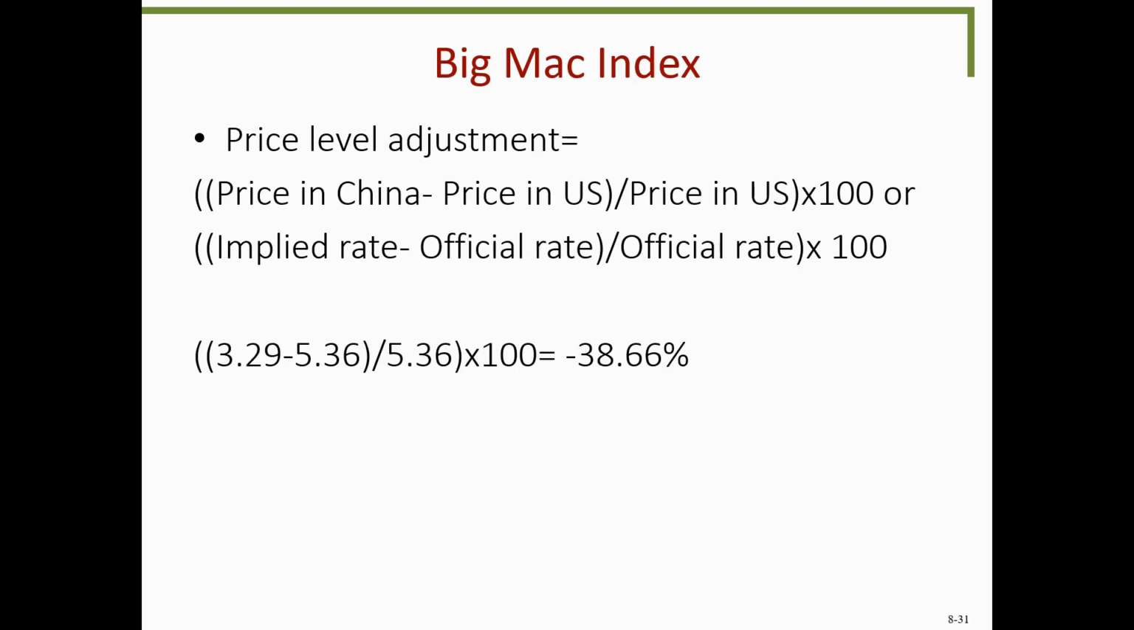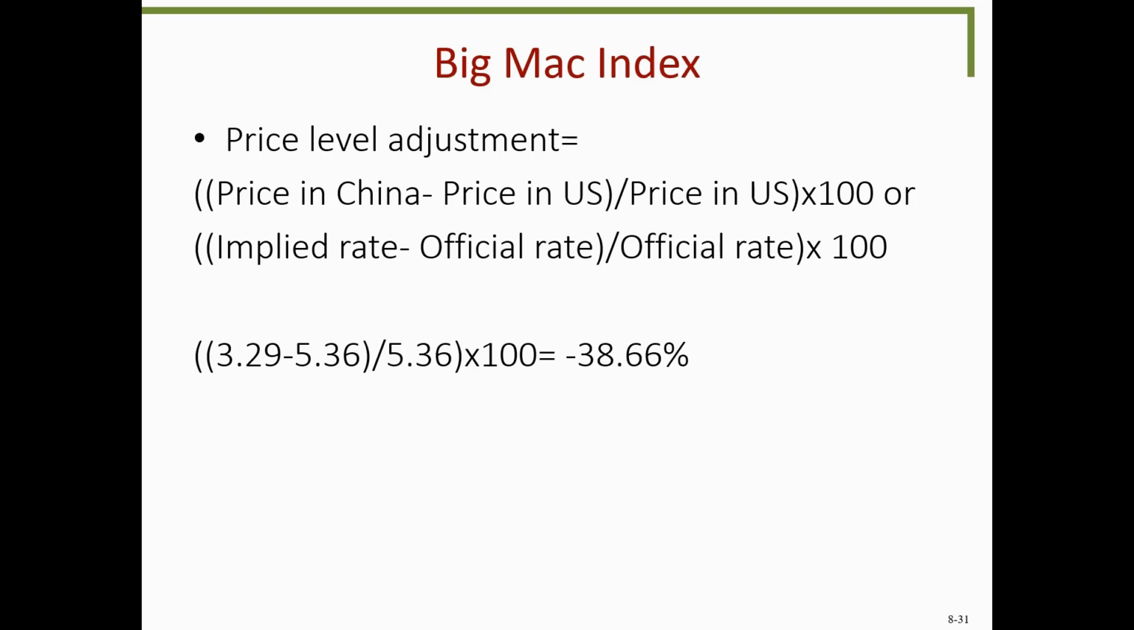For this example, we're going to calculate a price level adjustment. A price level adjustment is figuring out how much the local currency is undervalued or overvalued. This is the equation for price level adjustments, and there are two different ones that you can use. The first one is the price in China minus the price in the US, divided by the price in the US, times 100. That's just for this specific example.